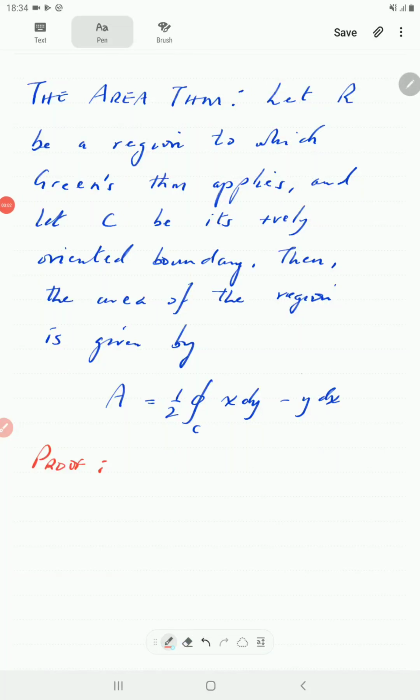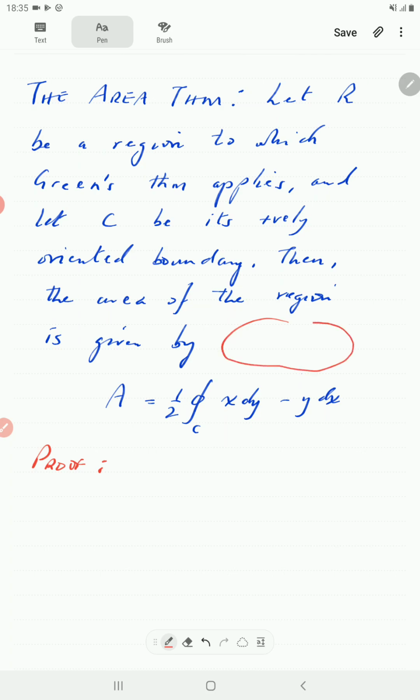Okay, in this video we're going to look at the so-called area theorem. This theorem says if R is a region to which Green's theorem applies, and C is its positively oriented boundary, then the area of the region is given by this expression here.